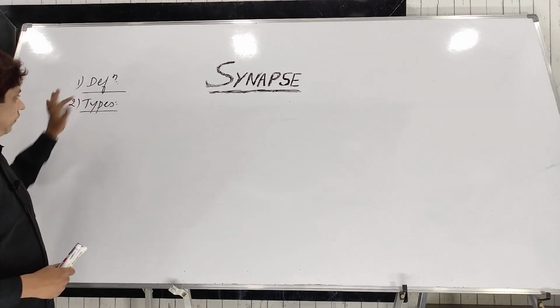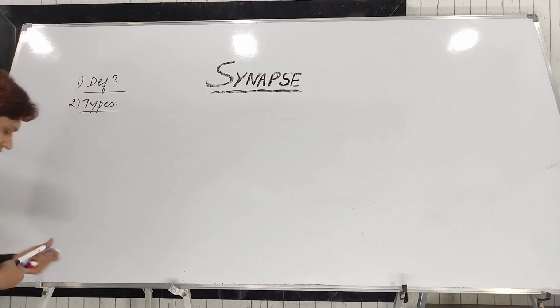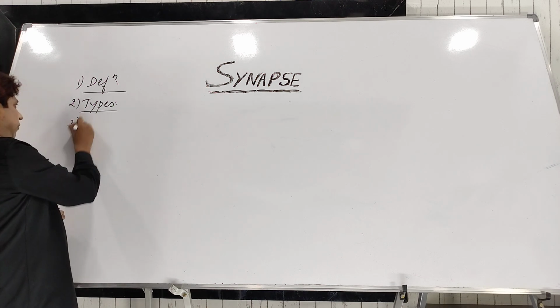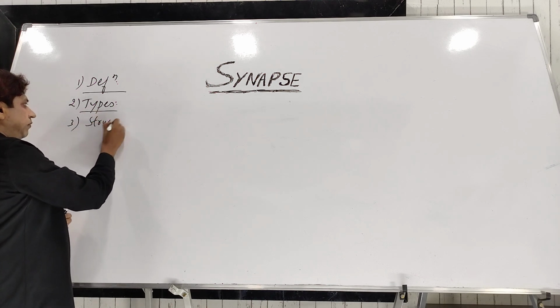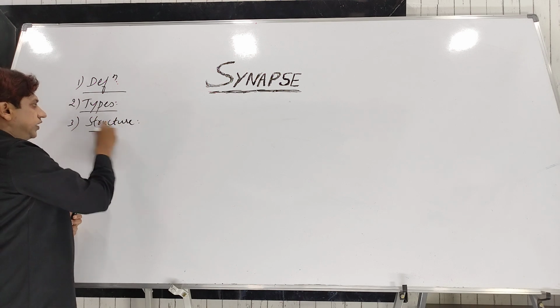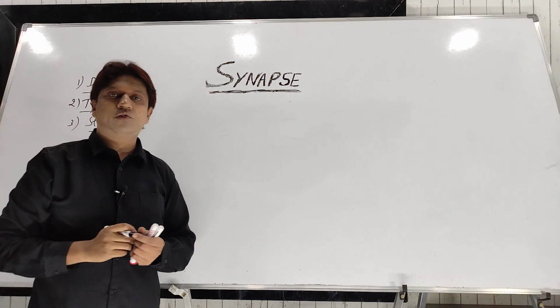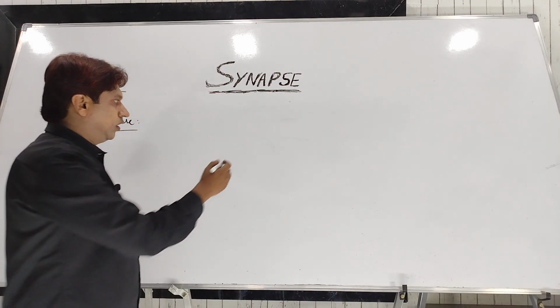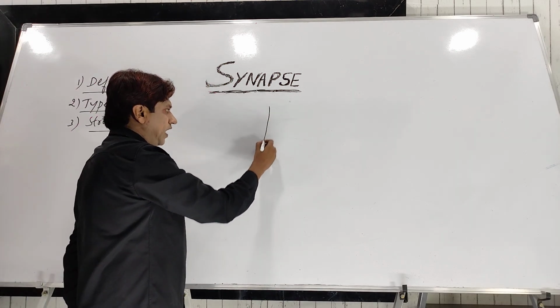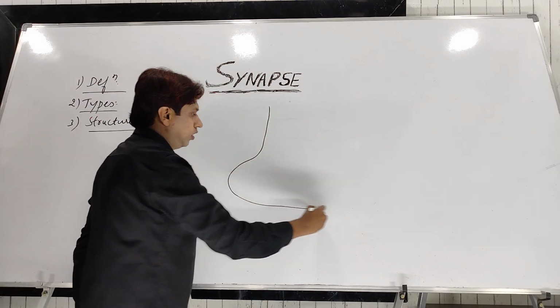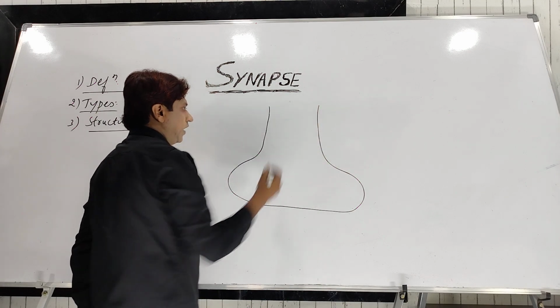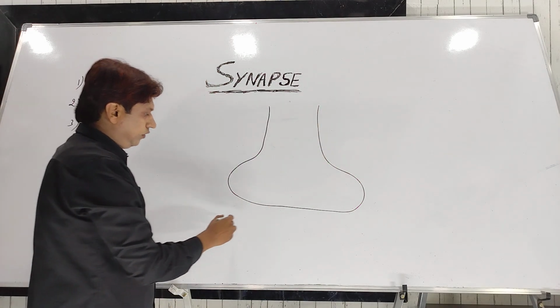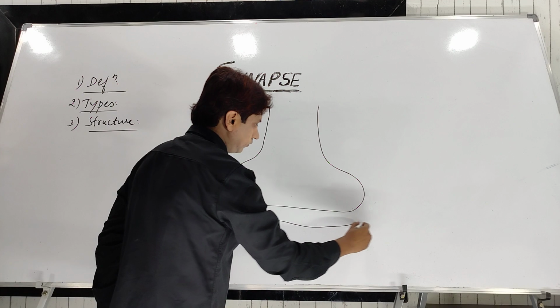So now definition and types are over. The third thing we'll study is the structure of a chemical synapse, and how the transmission takes place. First I'll draw a presynaptic neuron. Another one is the postsynaptic neuron.